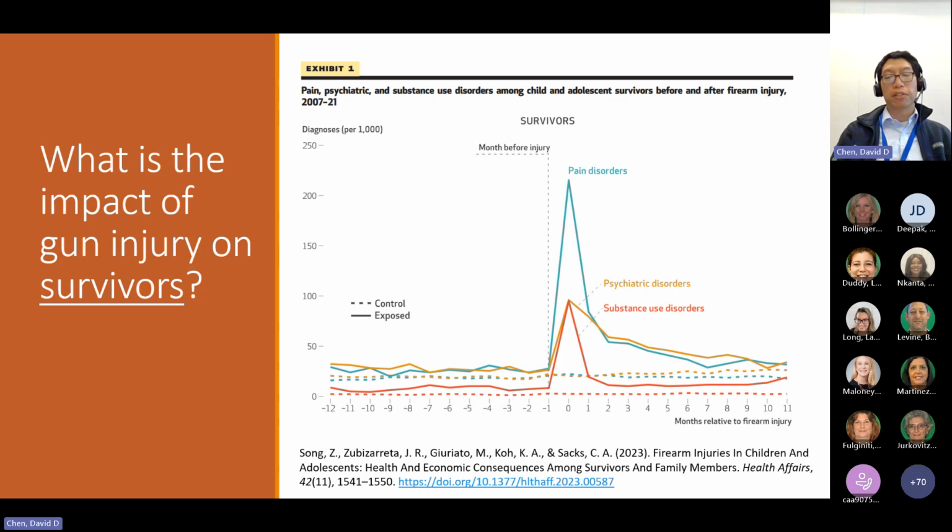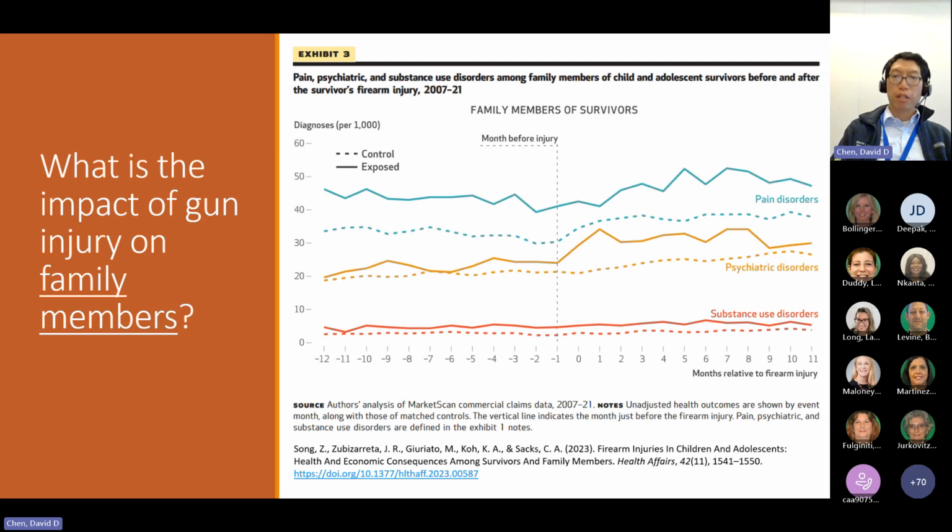What they also did in the study is look at other members within the household and how their utilization rates changed after someone in their household was injured, according to those same outcomes. And what they found was the other members in the household also tended to have more incidents of things like pain and psychiatric disorder in the months following injury, right?